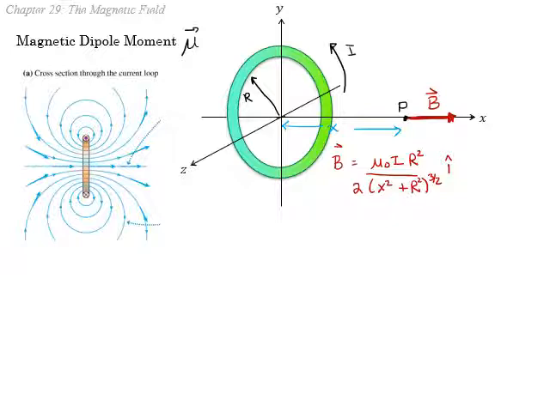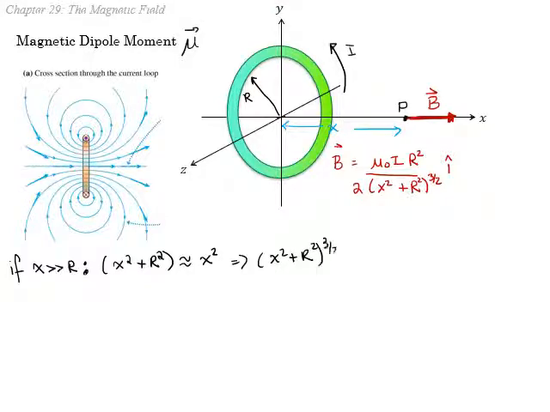When we're talking about a magnetic dipole moment, we're going to restrict ourselves to small loops. So we're going to say that x is pretty big compared to the radius of the loop. What does that mean about the expression for our magnetic field? Well, if x is pretty big, then x squared plus r squared is about equal to x squared. So the r term is not so important. That means that x squared plus r squared to the 3 over 2 is about equal to x squared to the 3 over 2, which is equal to x cubed.